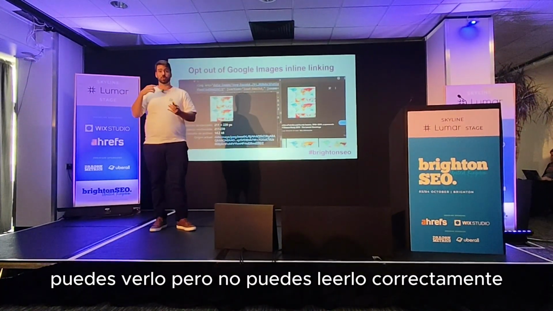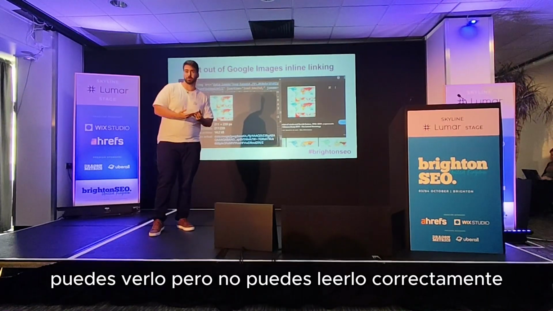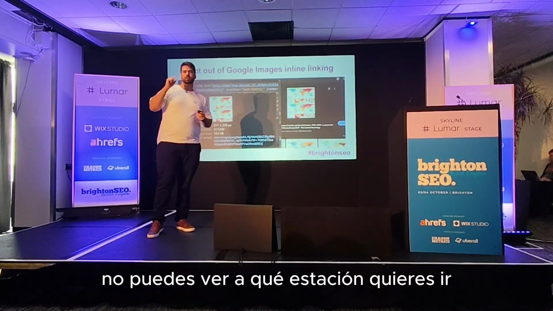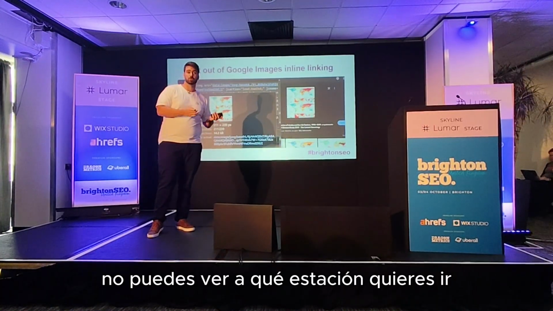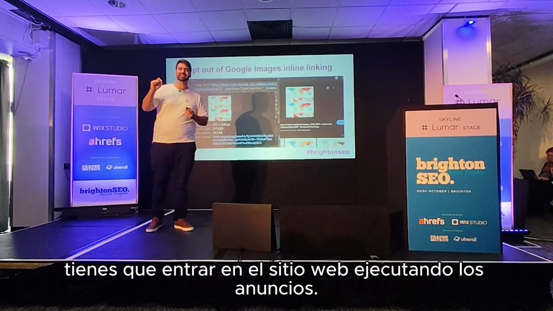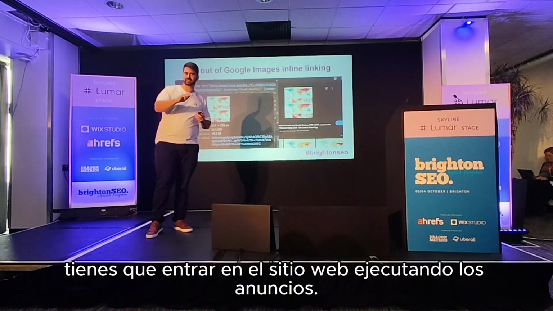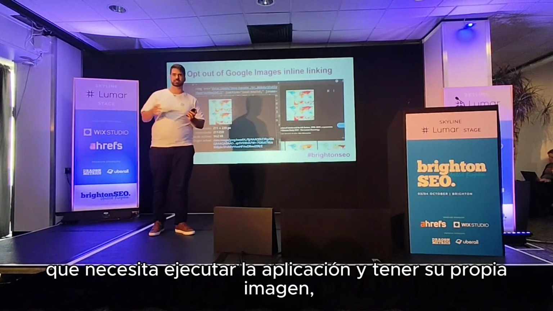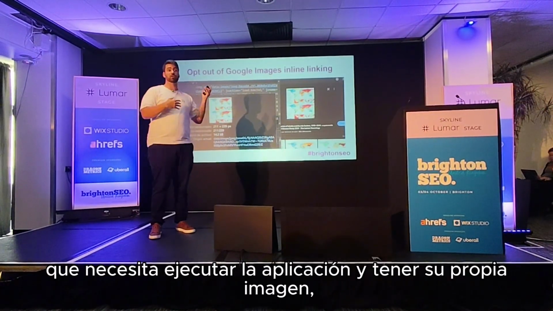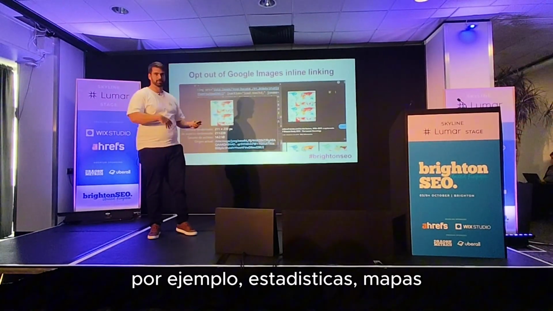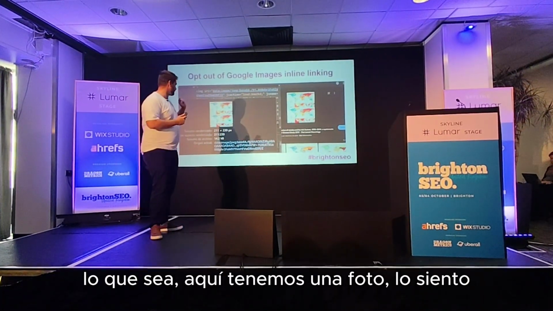I mean, you want to see it, but you cannot read it properly. You cannot see the whole map, or what station you want to go to. And if you want to download the full map, you have to enter the website, running the ads, and then you can download it. So this applies to every website that needs to run ads and has its own images that they develop, for example statistics, maps, whatever. Here we have a picture.